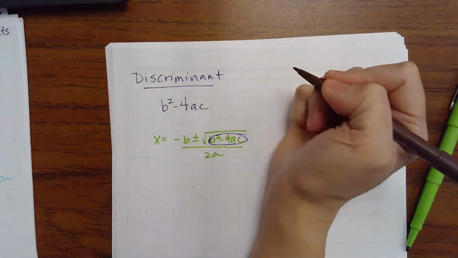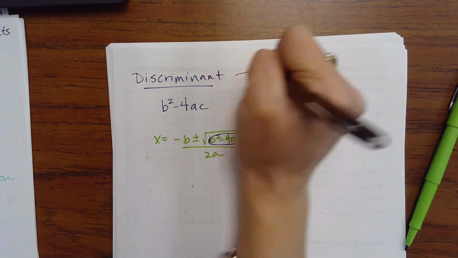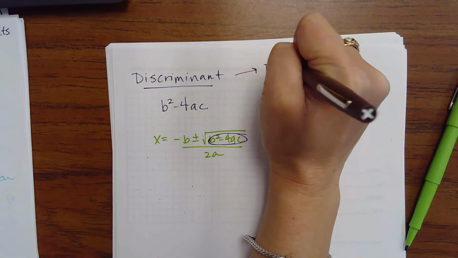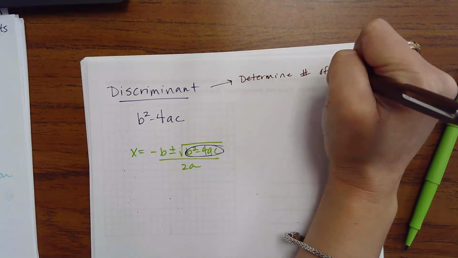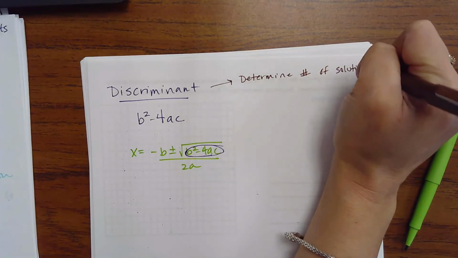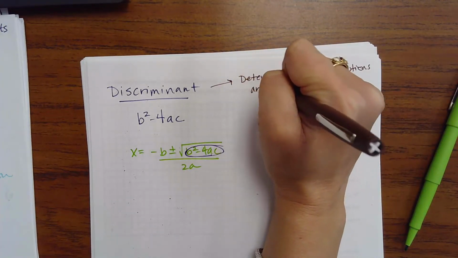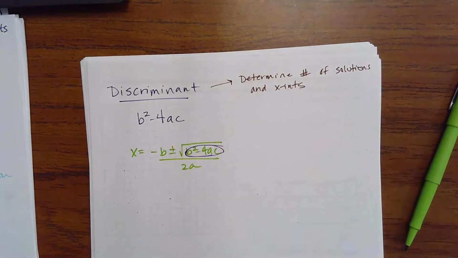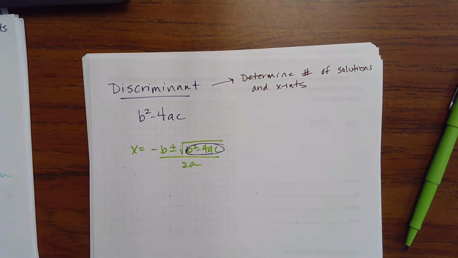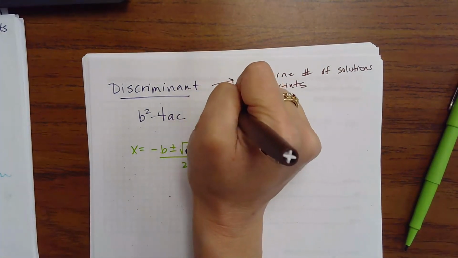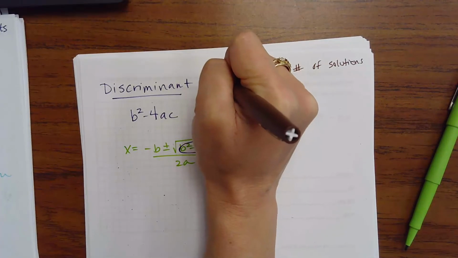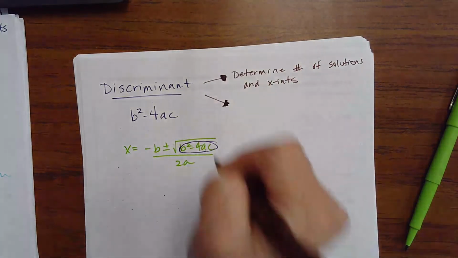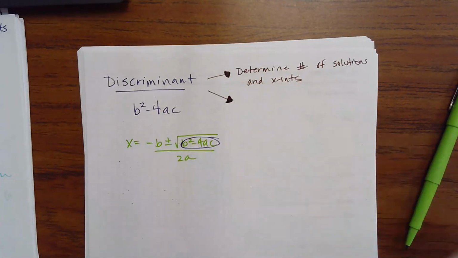So there are two things the discriminant tells you. It helps us determine the number of solutions and x-intercepts. There's a slight difference between the two. Solutions can be real or imaginary. When we get into Honors Algebra 2, you'll be talking a lot about imaginary solutions. But x-intercepts have to be real because those are physically the parts where the graph touches the x-axis.